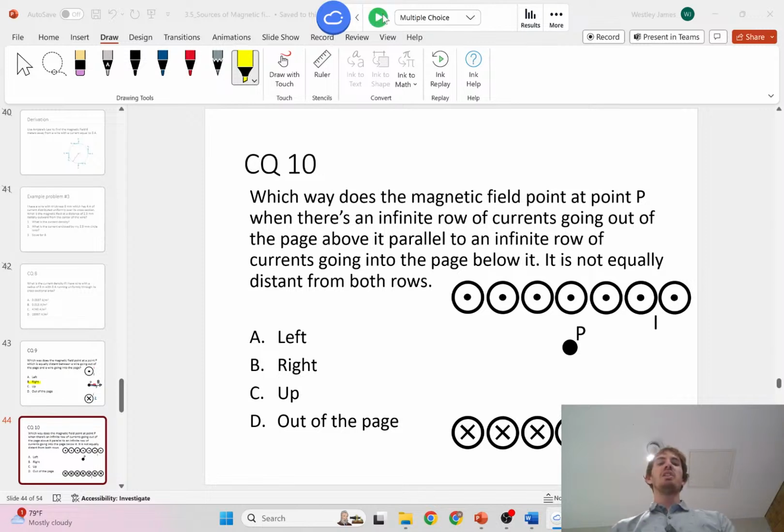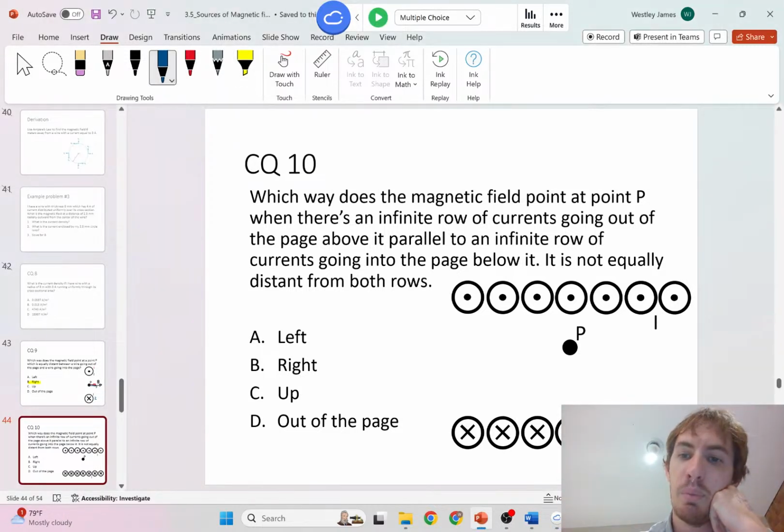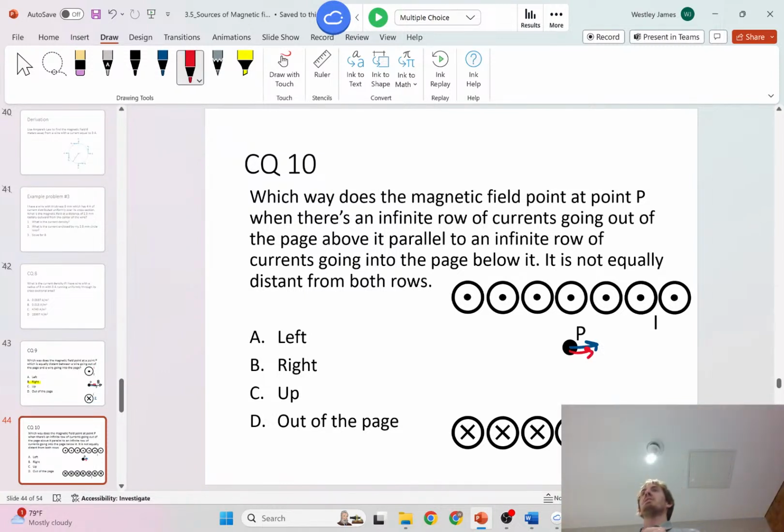Right, so the good news is we've already done the wire above it and the wire below it. The wire above it pointed to the right, the wire below it pointed to the right. Now, the wire below it is a little bit further away, so it's a little bit weaker.